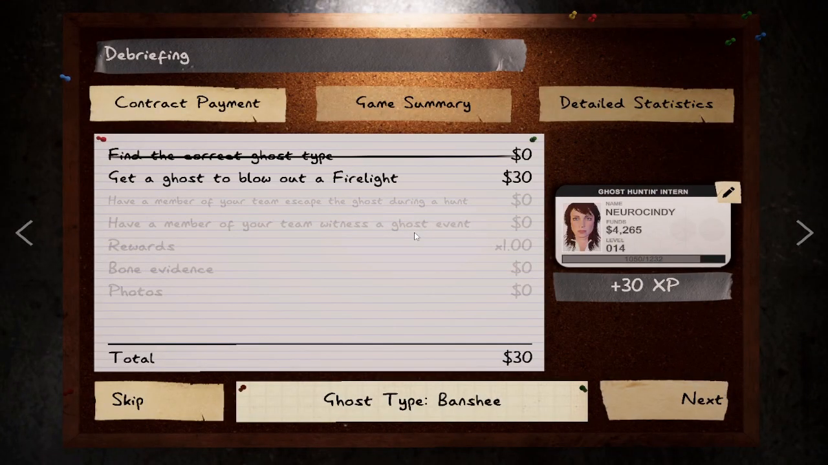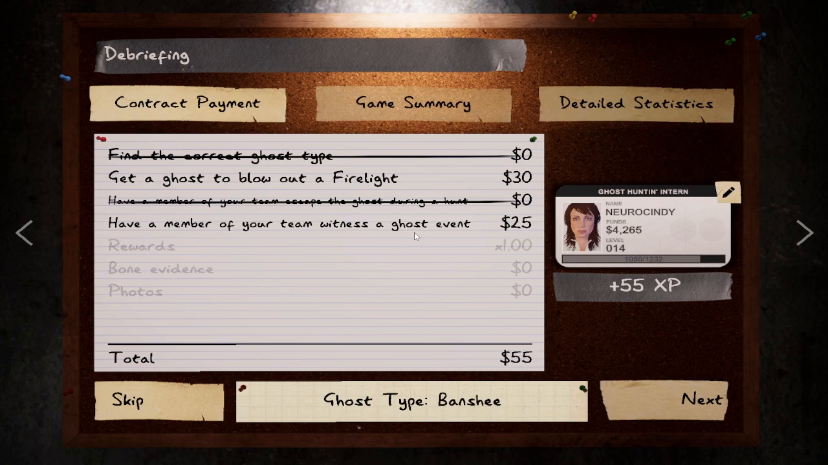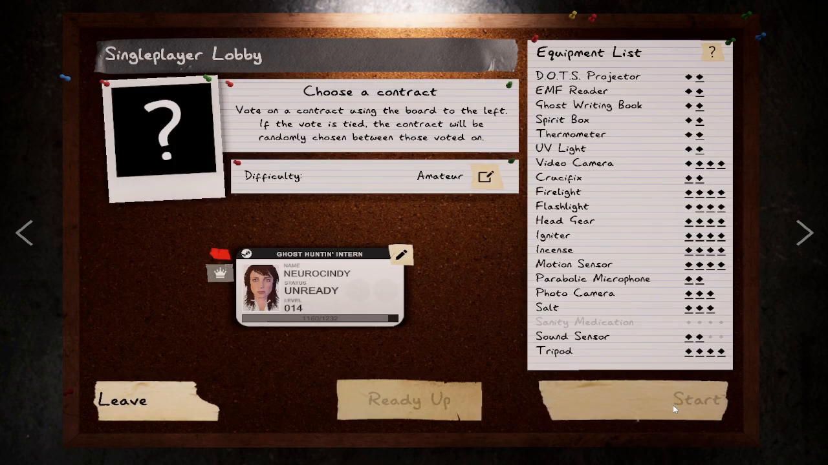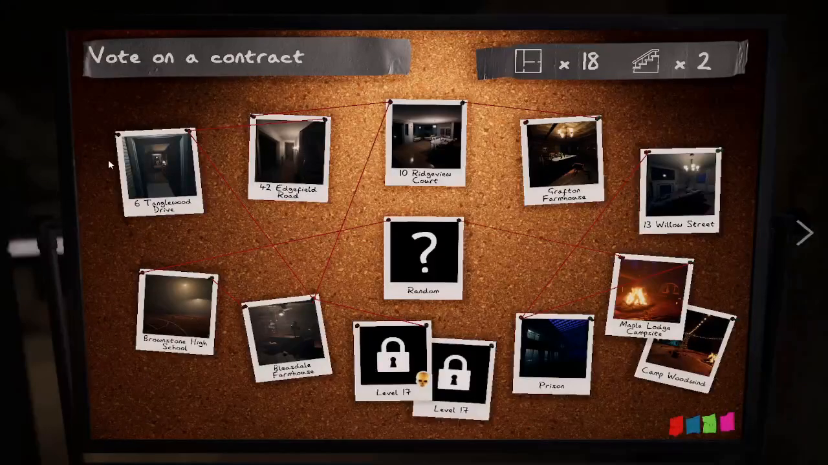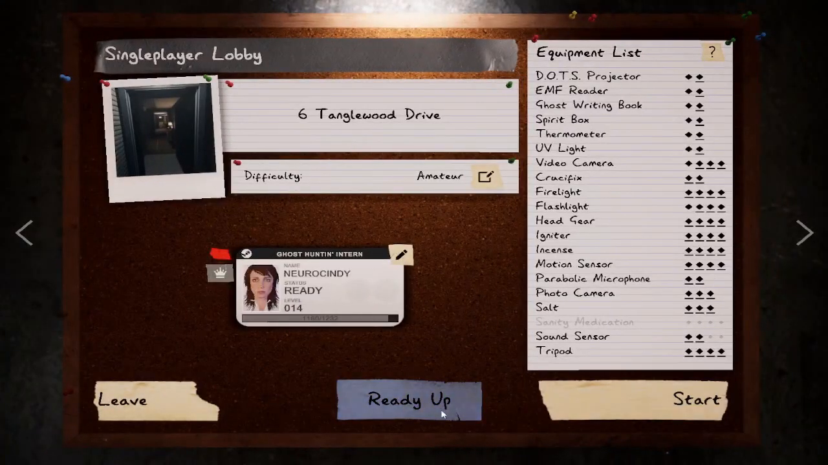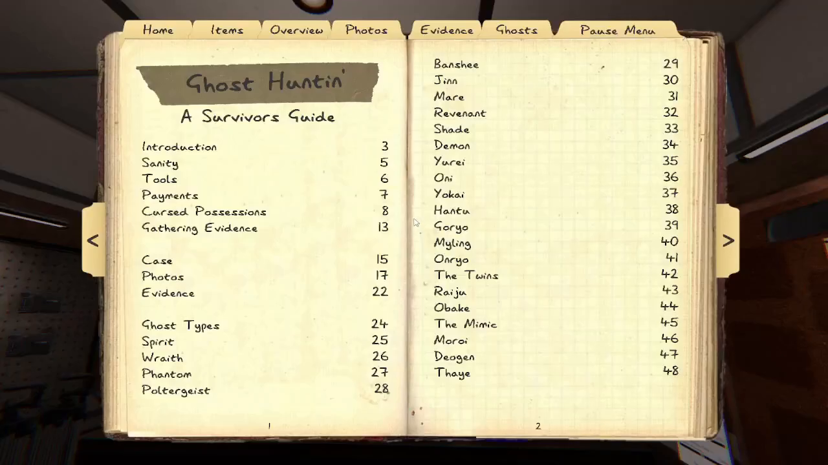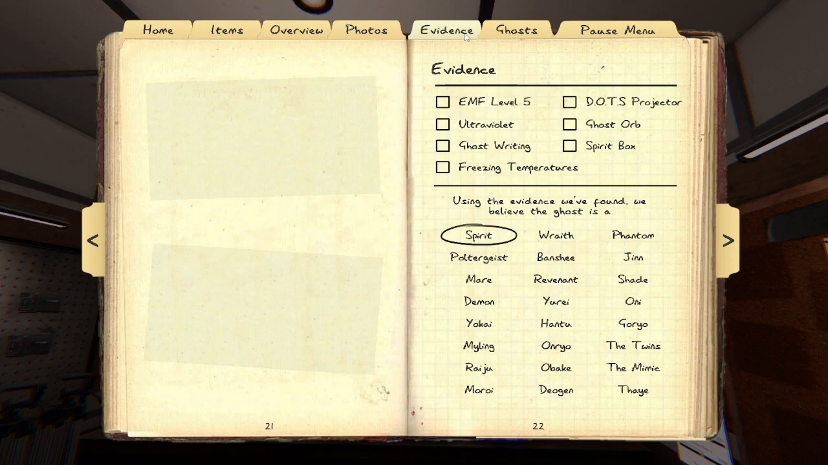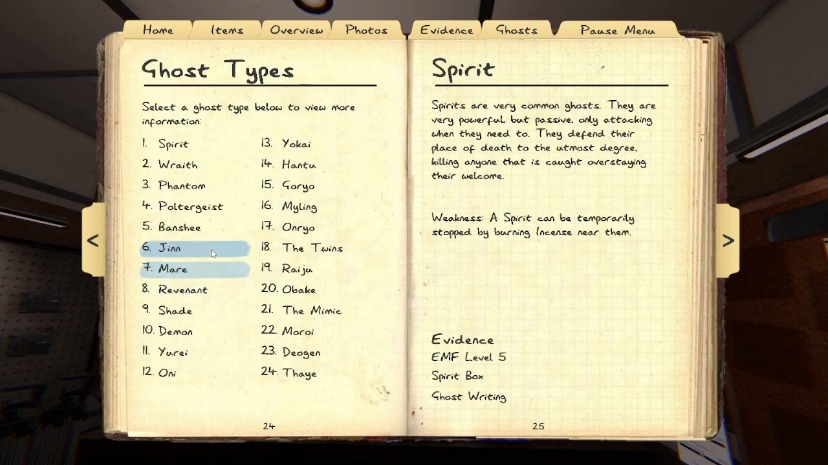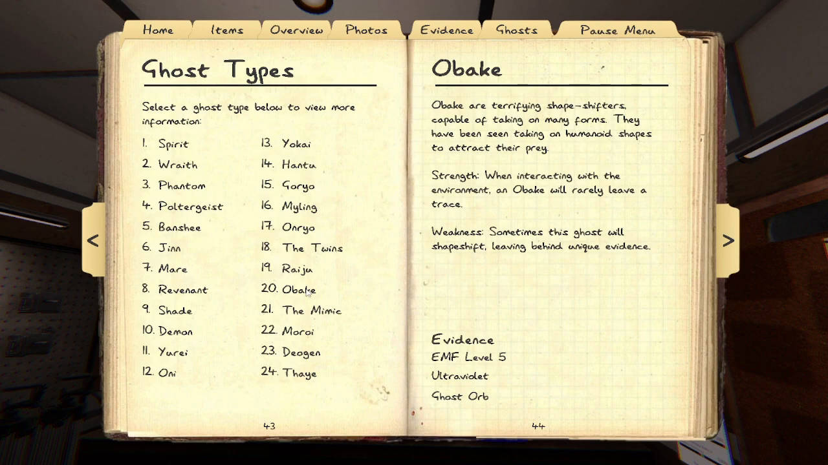Welcome back. A banshee? What did we get wrong? Okay, so this happens. Here's what we're gonna do. We're gonna just really quickly jump back in so we can see our journal and see which piece of evidence we thought we had that we didn't. So we said we had EMF level 5, UV, and ghost orbs.